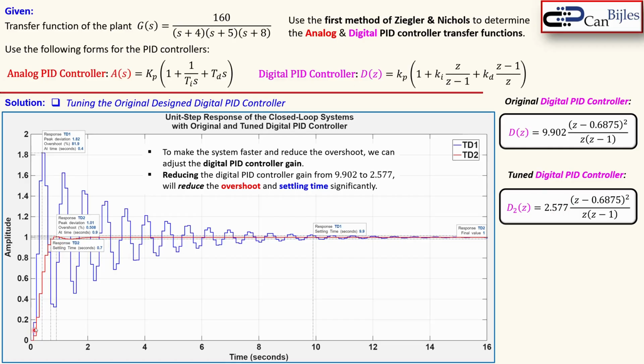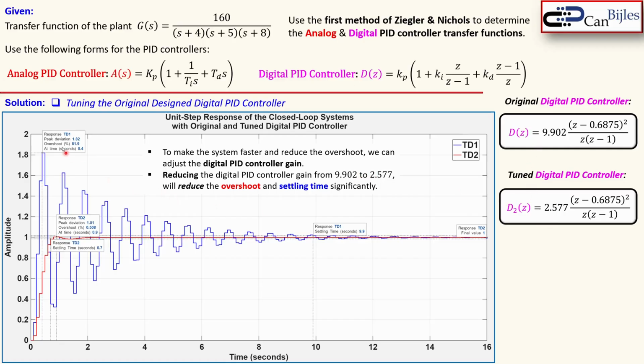So you see actually that the rise time is also larger for the red curve. So that's actually this new one. You see TD1 is the closed-loop transfer function for the original digital PID controlled system, and TD2 is for this tuned digital PID control system. So reducing this digital PID controller gain from 9.902 to 2.577 is of course not a magic number, you can also maybe go to 2.6, just what I have done here by tuning.